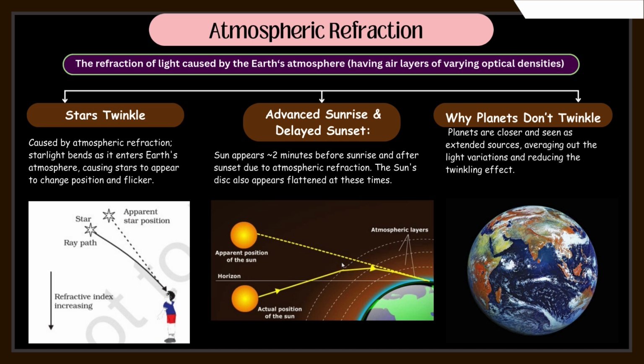So in summary, atmospheric refraction not only explains twinkling stars and early sunrises, but also helps us understand how our sky plays visual tricks, all thanks to the bending of light.